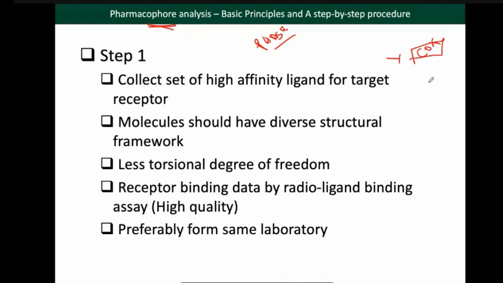So let us assume, right? Not in reality, let us assume that we do not know the 3D structure of the drug target. Assume that we do not know the 3D structure of the cyclooxygenase. But we know a set of ligand molecules that inhibit the COX. So these are the set of ligand molecules.